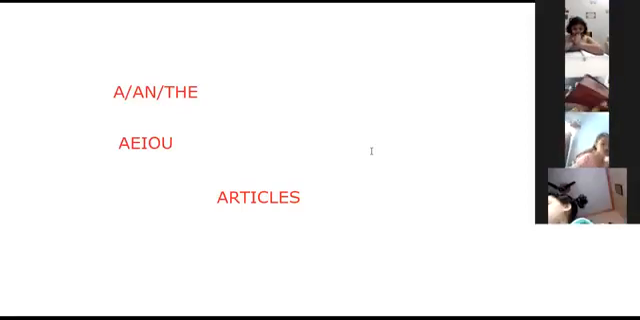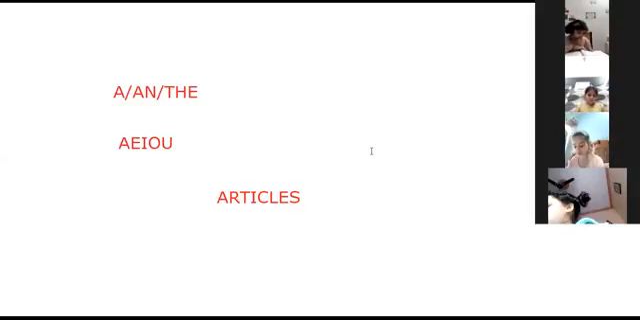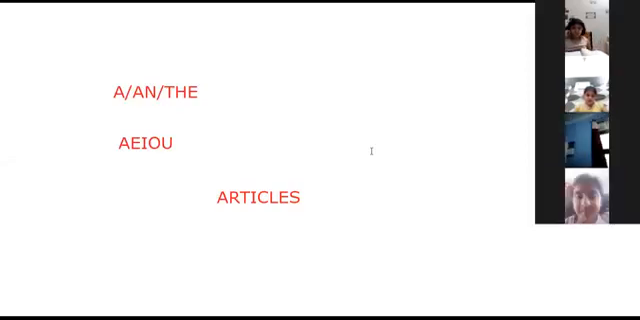Consonants are... A, E, I, O, U are vowels. Other remaining letters are consonants. B, C, D, H, all these letters are consonants. We use A with consonants and AN with vowels. We use the article AN before the noun that begins with the vowel. Underline this: both A and AN are called indefinite articles.